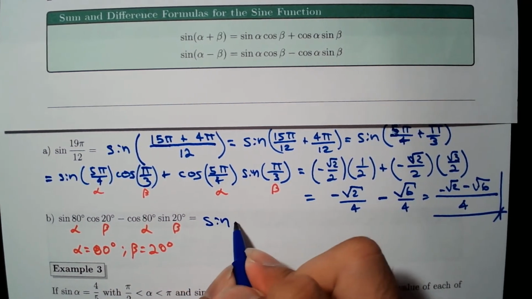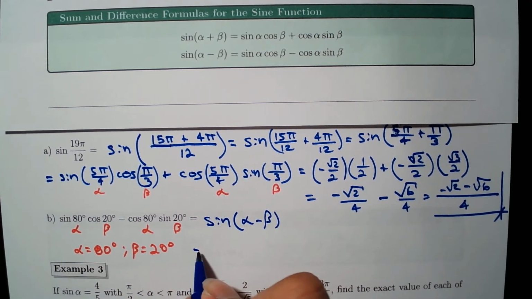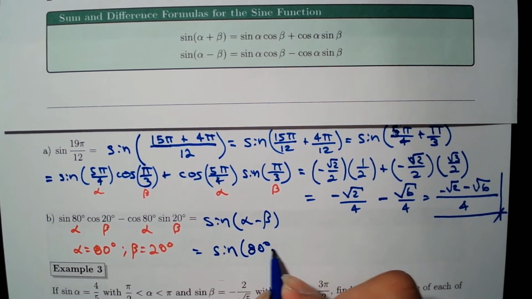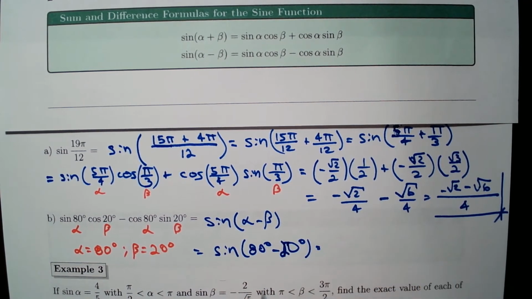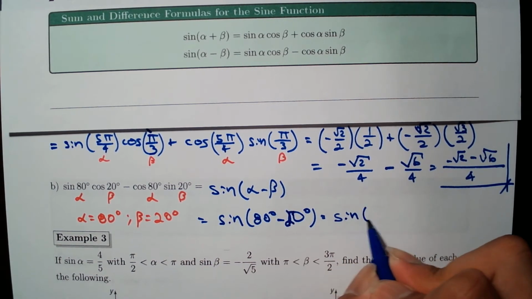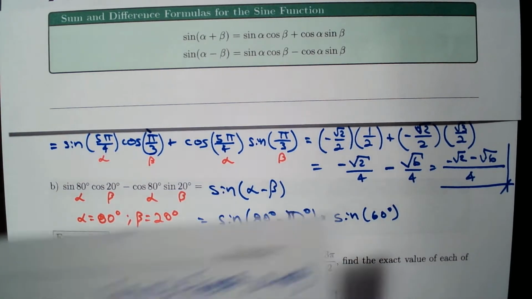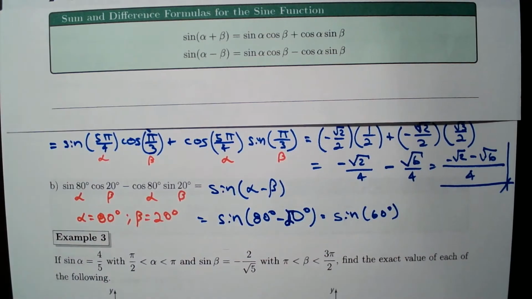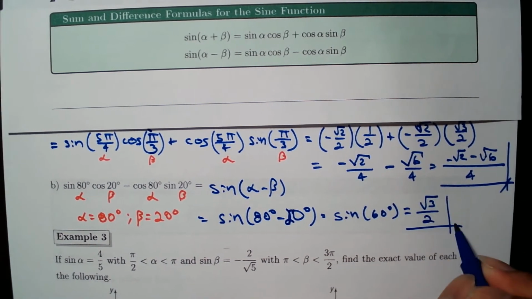So this is sine of alpha minus beta, and in this case sine of alpha, which is 80 degrees, minus beta, which is 20 degrees. 80 minus 20, that's sine of 60 degrees. And what's sine of 60 degrees? Sine of 60 degrees is the y-coordinate in the point in the unit circle, root of 3 over 2.